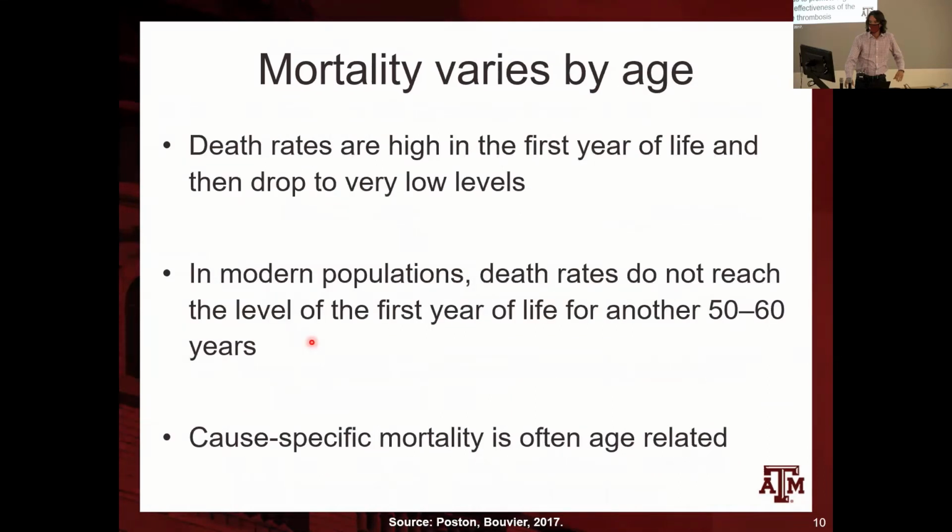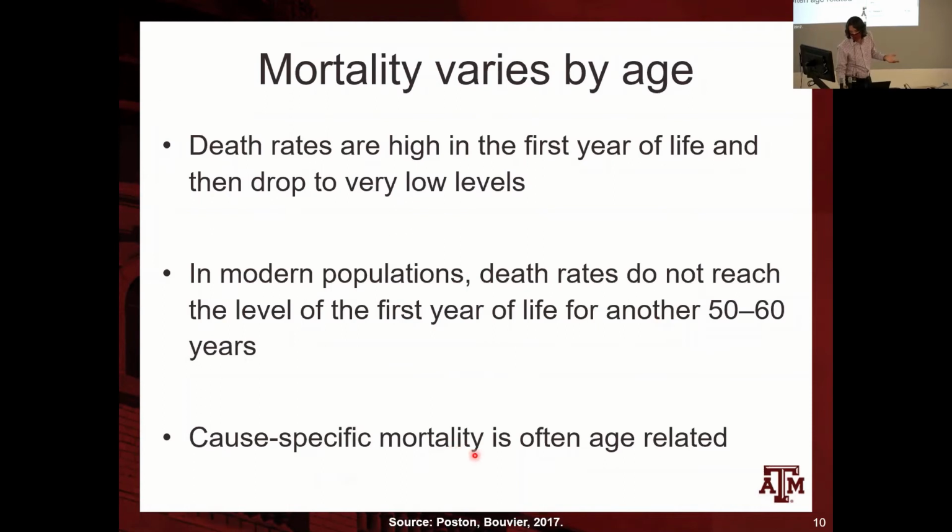And mortality varies by age. Death rates are high in the first year of life and then drop to very low levels. So when babies are born, they have a really high risk of dying. Until they reach 1 year of age, after that, their chances of dying decline a lot, right? In modern populations, the death rates do not reach the high levels of the first year of life for another 50, 60 years. So mortality is high before kids complete 1 year of age, and then it starts to drop and then increase again. But it's going to reach those really high levels of infant mortality just 50, 60 years later. And it's going to be clear to see that in the next graph.